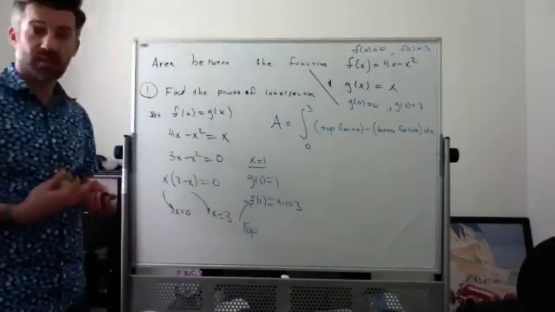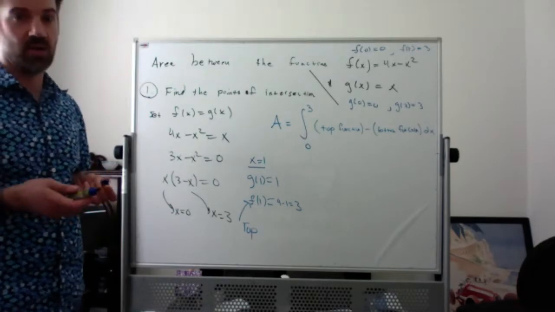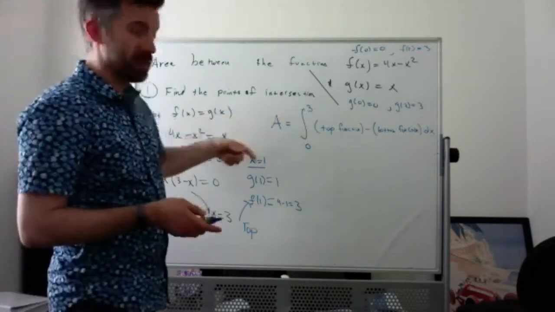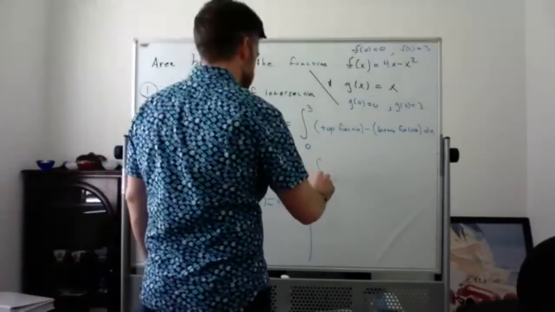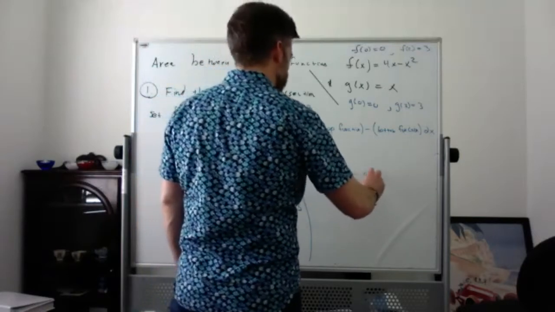So in this particular example, f is the top function because it has the higher value at a point that's between the limits of integration. So this is going to end up being the integral from 0 to 3 of f of x minus g of x.